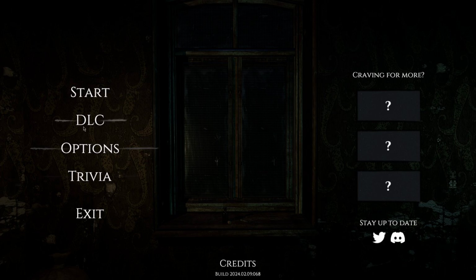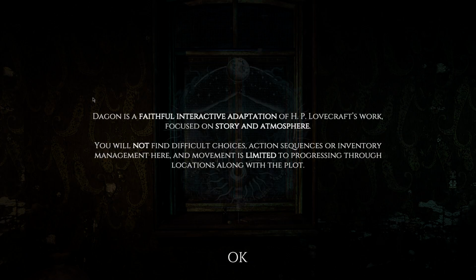It's supposed to be a horror game. Certainly feels like it. So it's a faithful interactive adaptation of H.P. Lovecraft's work, focused on story and atmosphere. You will not find difficult choices, action sequences or inventory management here. Movement is limited to progressing through locations along with the plot.